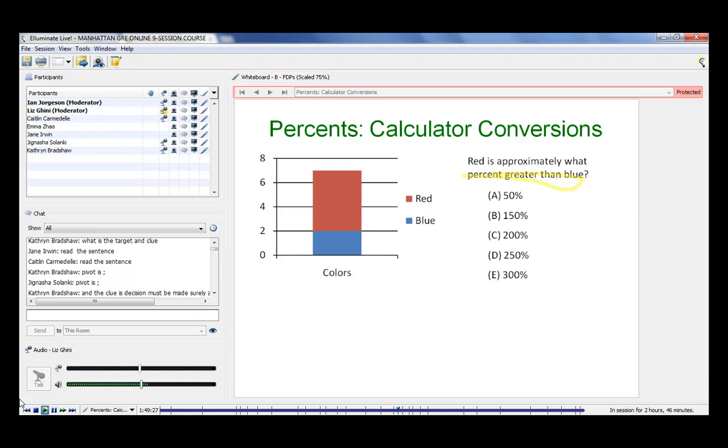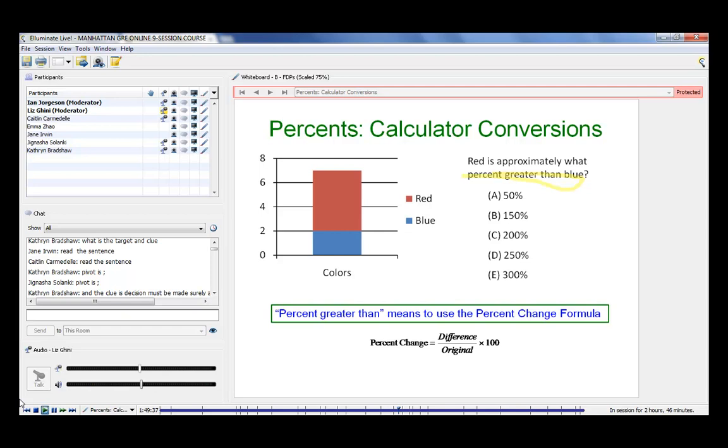Go ahead, pull up the letter, guys. Yeah, Ignacia said 250%. Okay, yeah, D, and lots of you have it. It's not particularly difficult with this problem, but you do want to know the percent change formula: the difference over the original, and then you just multiply by 100. So when I looked at this, I said, oh, 1 unit to 2.5 units. So the difference is 1.5.